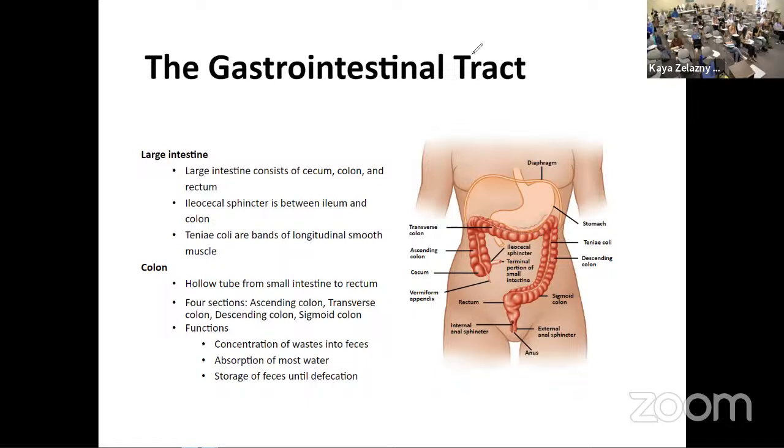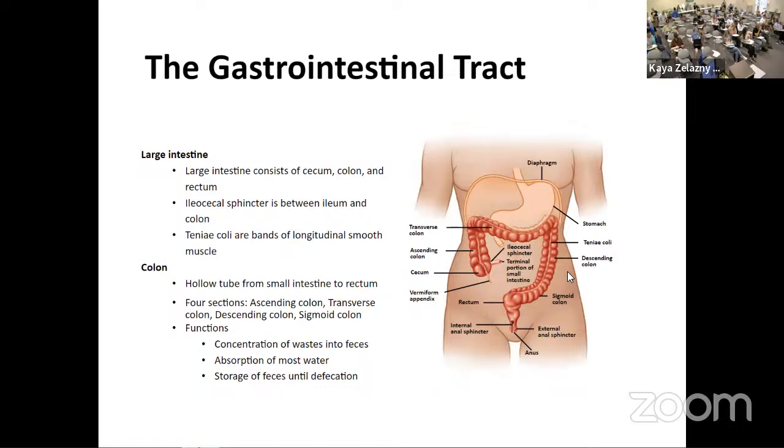And the colon as a whole is just a big hollow tube. It's going from your small intestine to your rectum. It has its sections. We were beginning at the cecum, then we go through the ascending colon, the transverse colon, the descending colon, then the S-shaped sigmoid colon, ultimately into the rectum, and then out the anus.